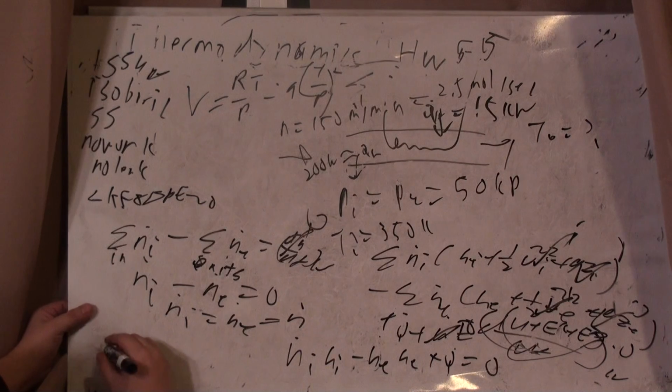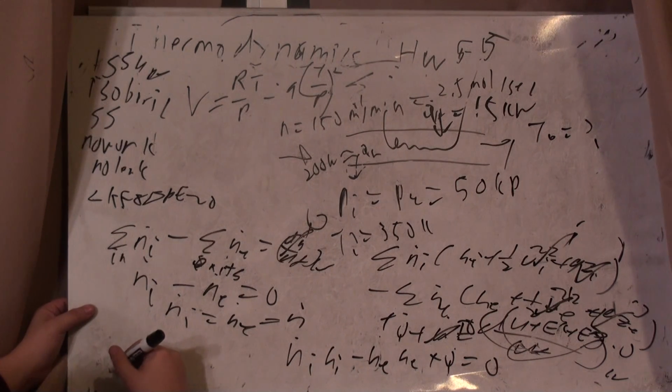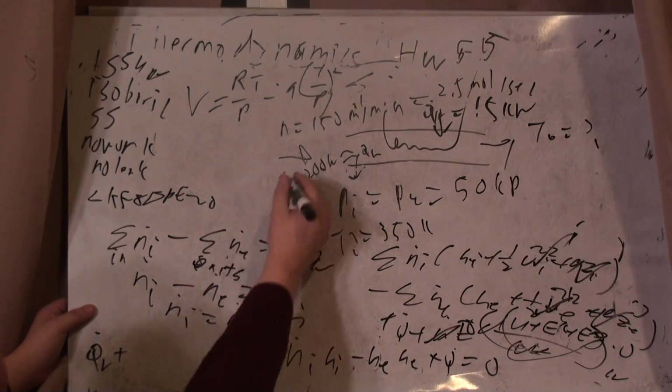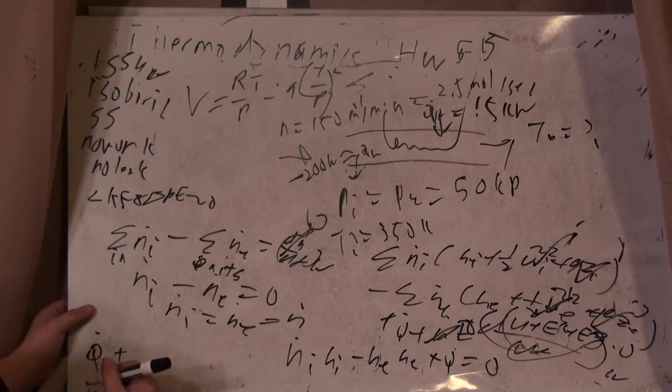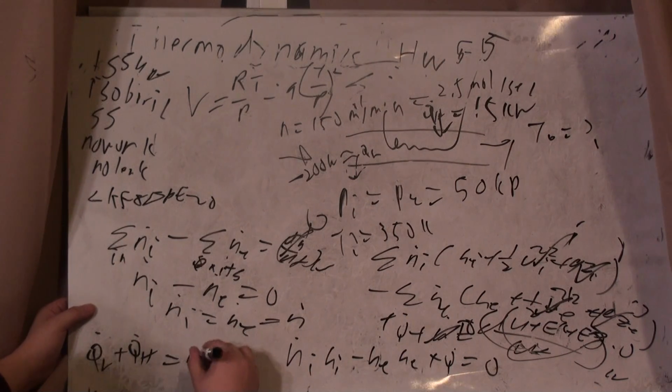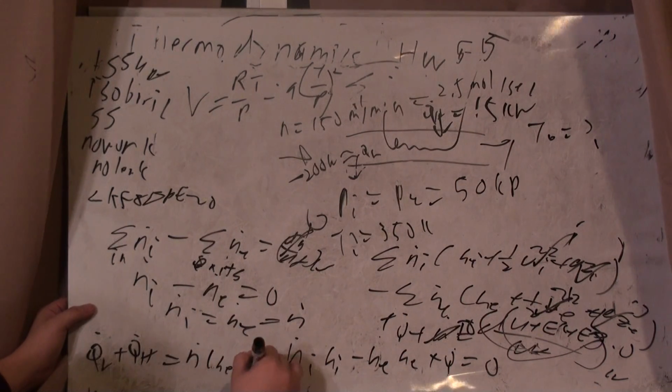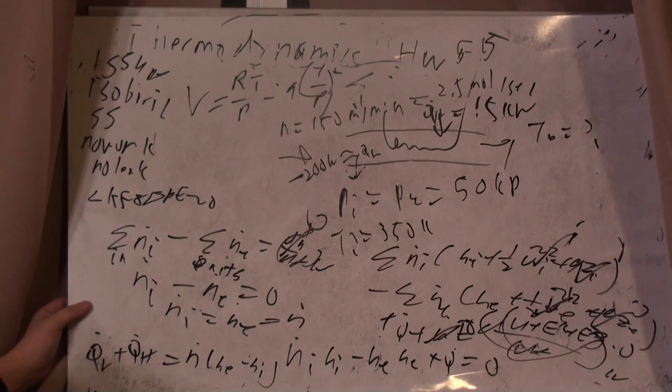So let's see, what do we have? We have q dot loss, so this is really minus 200 watts because we're losing it, q dot loss plus q dot heater equals n dot times h e minus h i.